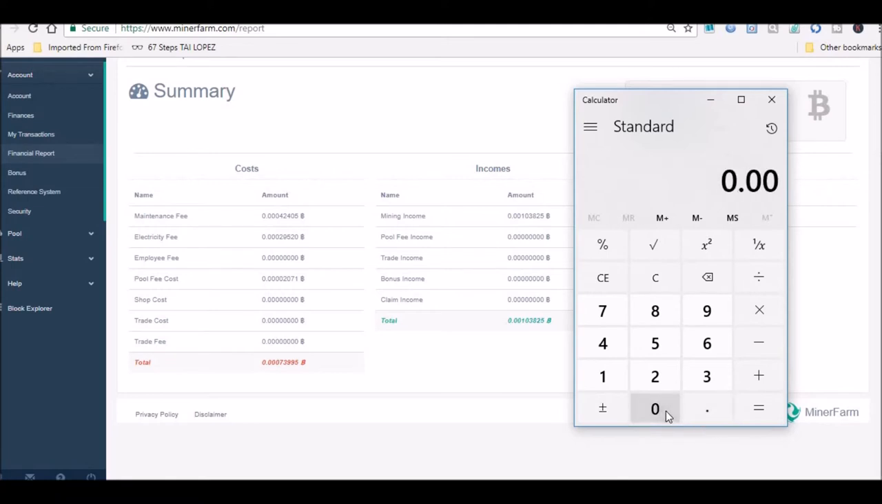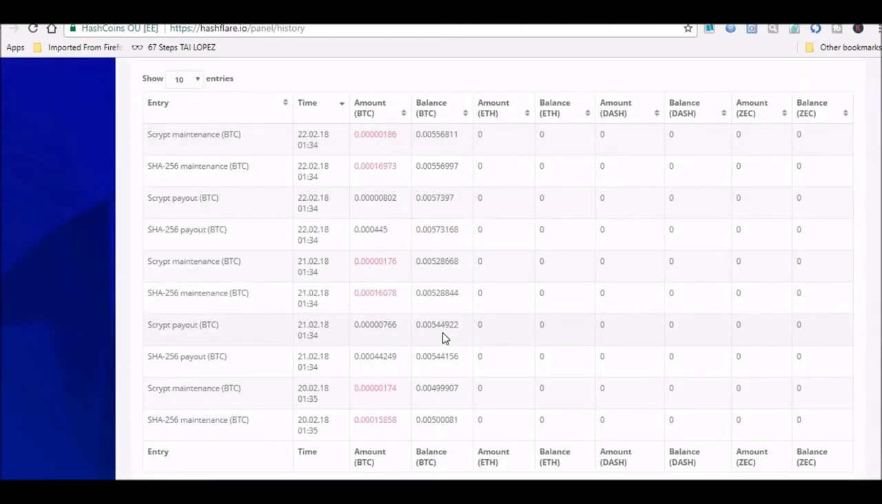So we got 0.00073995 divided by our payout here. So far, I guess this would be for today, which is only the mining income. Didn't get anything from pools, trades, bonuses, or claim income. I don't know what the claim income is. So like I said, let's divide by 0.00103825, 71%. And over on Hashflare, we had 38%.